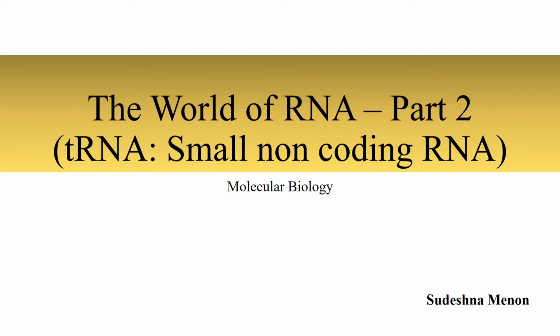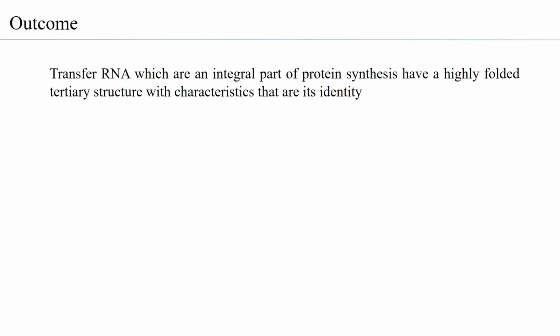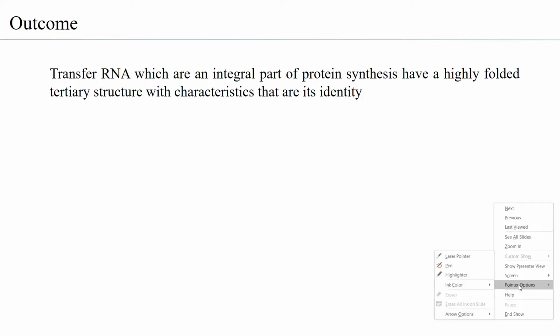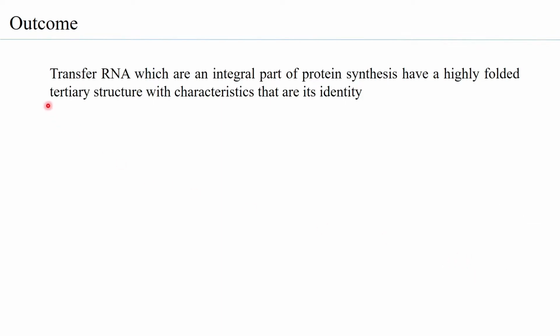So let us look at the learning outcomes of this session. Transfer RNA, which is an integral part of protein synthesis, has a highly folded structure, and that goes from a secondary structure, which is the clover leaf structure, to a tertiary structure, which is an inverted L. And it has several different characteristics that give it a significant and distinct identity.